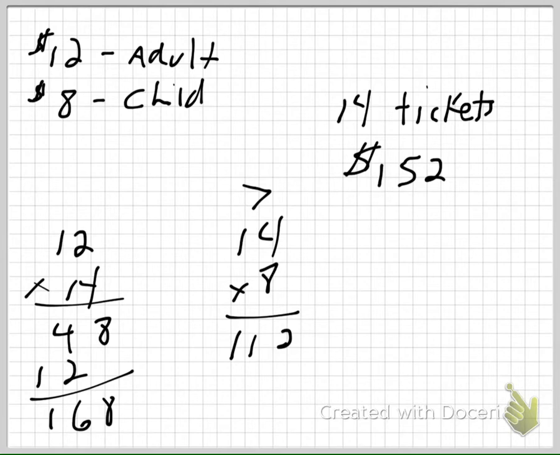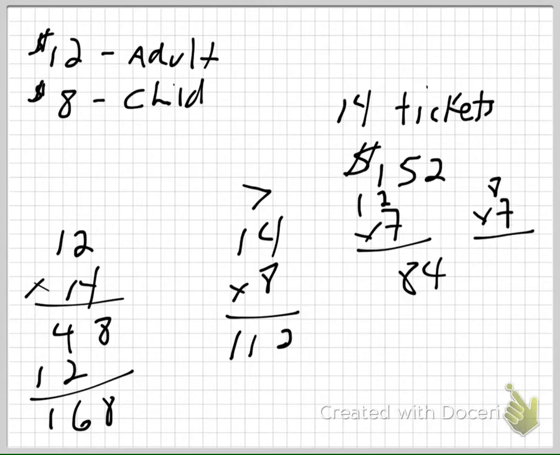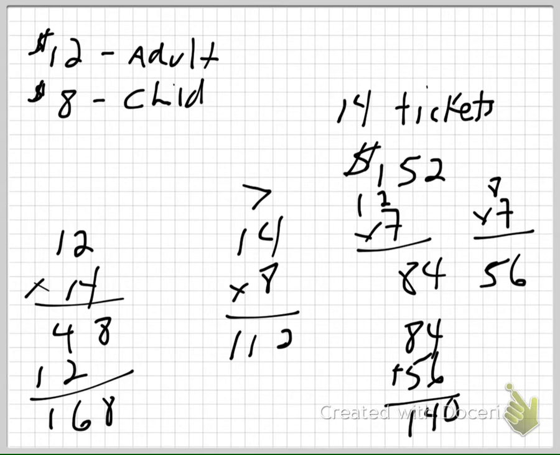Let's try 7 and 7 and see if we get closer. 7 adults is 7 times 12, which is 84. And then 8 times 7 is 56. So 84 plus 56 is 140. I'm getting there, but I still don't have enough. So what do I need to do? I need to add more adult tickets.